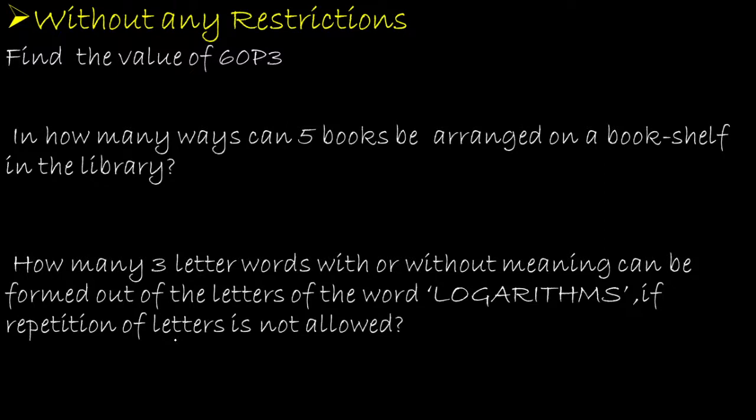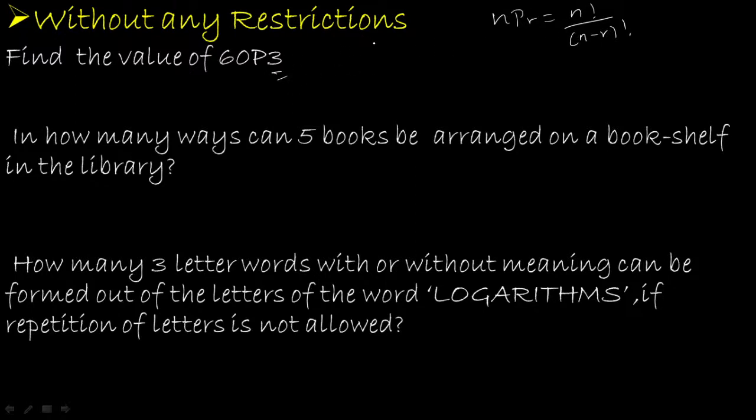These are all very simple problems. First, you have to find the value. This is a direct question, very direct. Find the value of 60P3. 60P3 means, you know the formula nPr, that is n factorial over (n minus r) factorial. So, if it is 60P3, the value of n is 60 and r is 3.